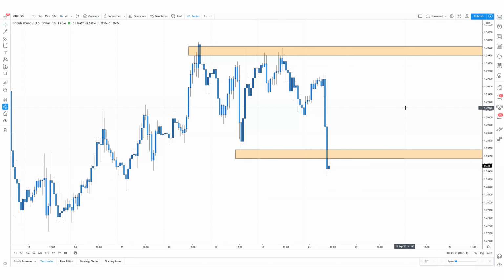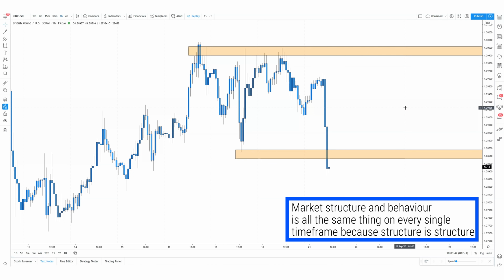Some took it on the 5 minutes, some took it on the 15 minutes, some took it on the hourlies, a lot took it on the 1 minute. But the principles remain the same and consistent throughout, right? Market structure and behavior is all the same thing on every single time frame because structure is structure. So how could you take this trade?